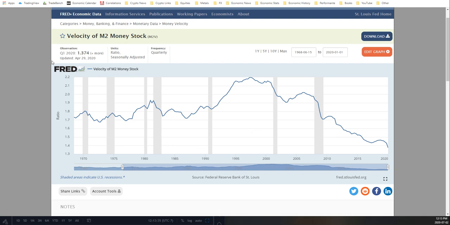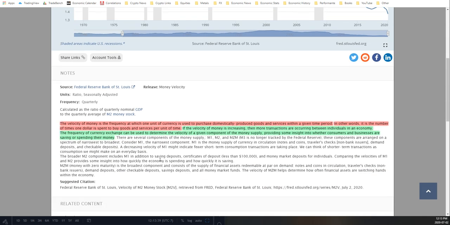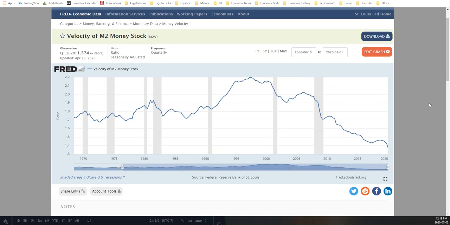And what does this mean? The actual website says a little description here. The velocity of money is the frequency at which one unit of currency is used to purchase domestically produced goods and services within a given time period. And if this goes down, people are transacting less with that currency, which is overall deflationary. You could print $1 trillion, but if it doesn't move from a bank account, it's not circulating within an economy.